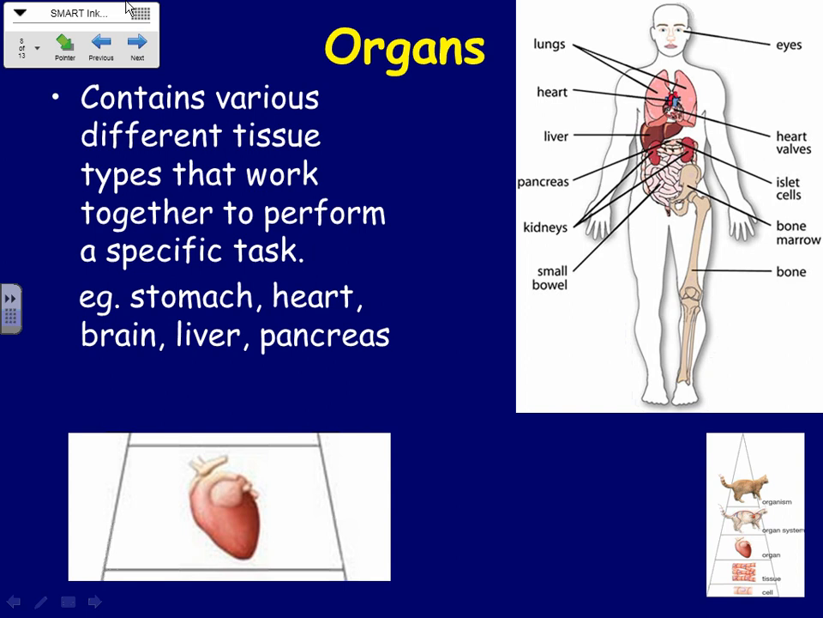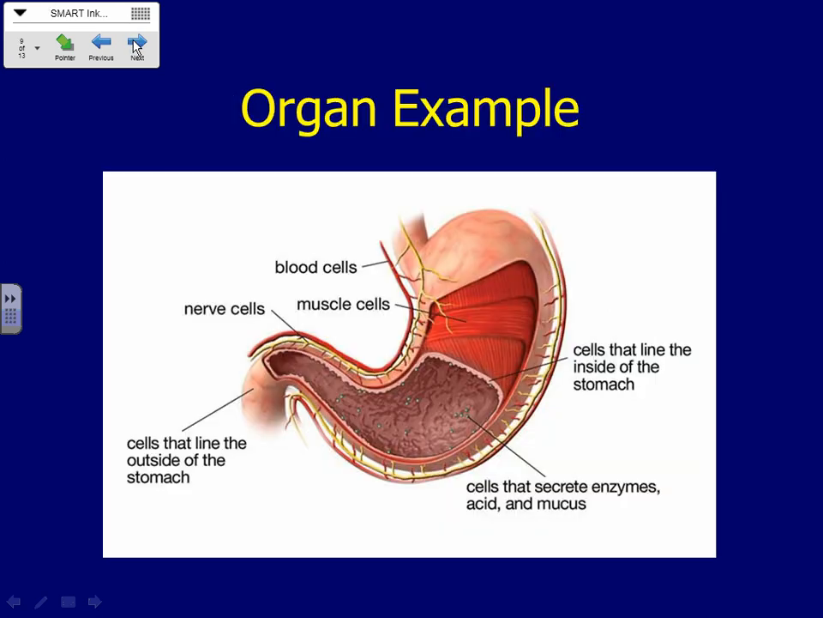And then obviously we've got various other organs: the heart, the brain, the liver, the pancreas. They all have a specific function. Now we're just talking about the individual organs. The next step up, oh, there's another example of an organ. Oh, look, there's the stomach, right?